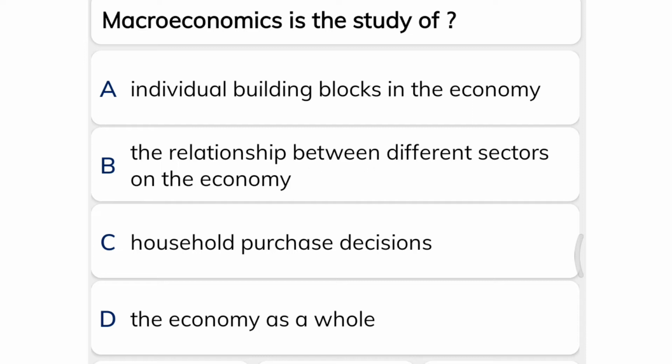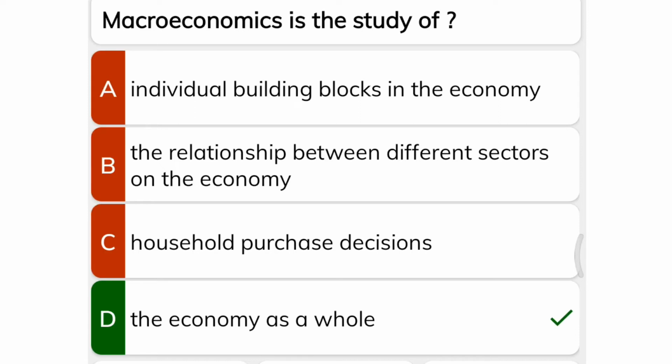Macroeconomics is the study of option A, individual building blocks in the economy. Option B, the relationship between different sectors in the economy. Option C, household purchase decisions. Option D, the economy as a whole. The correct answer is option D.